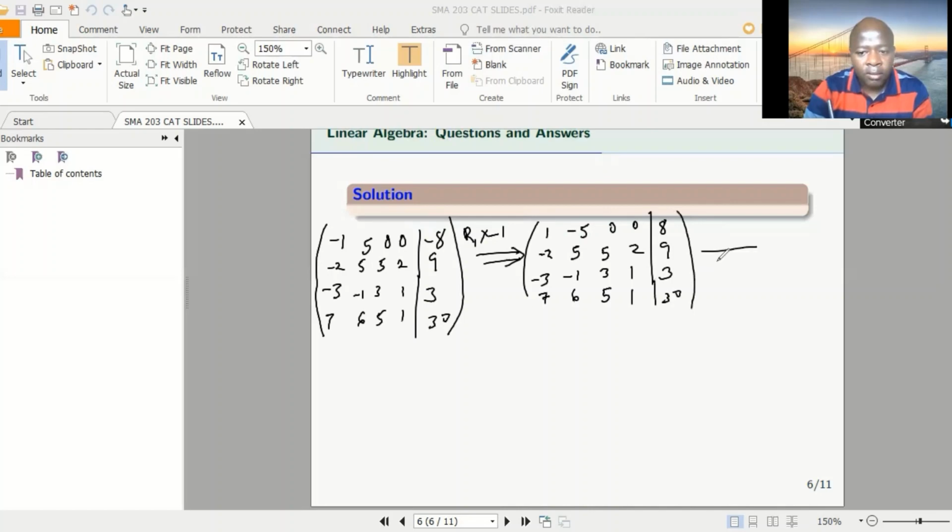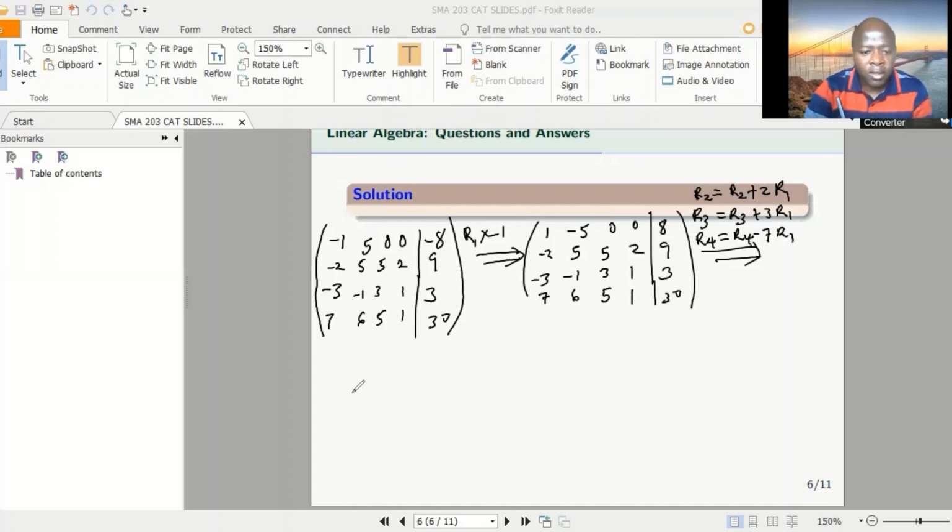Now, we want to use this to create a 0 here, a 0 here, and another 0 there. To create a 0 in the second row, the new row 2 will be achieved by taking the current row 2 plus 2 row 1. Then to get the new row 3, I will take the current row 3 plus 3 row 1. And to get row 4, I will take the current row 4 minus 7 row 1.